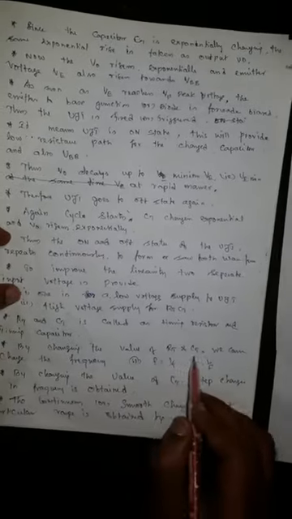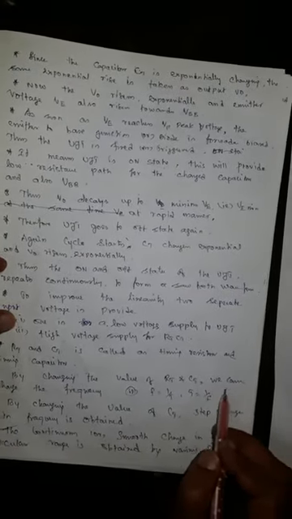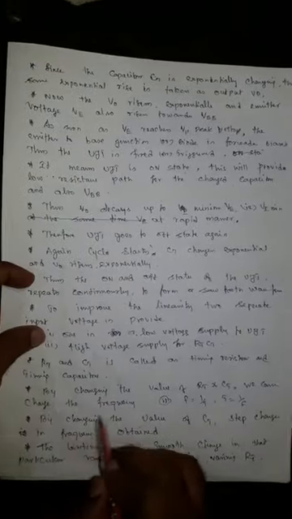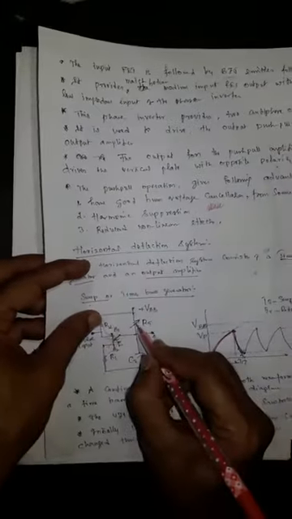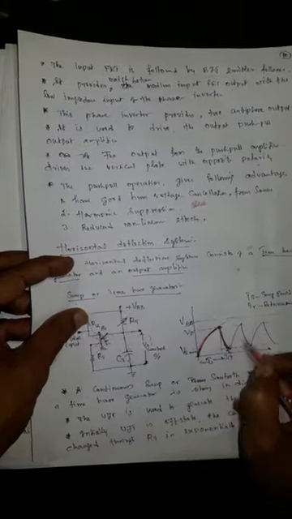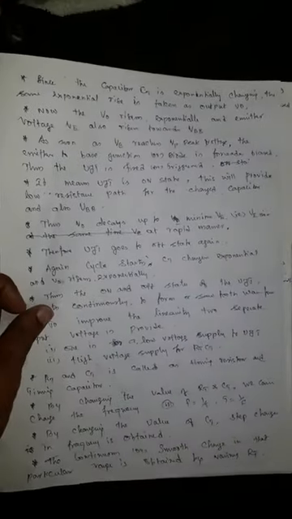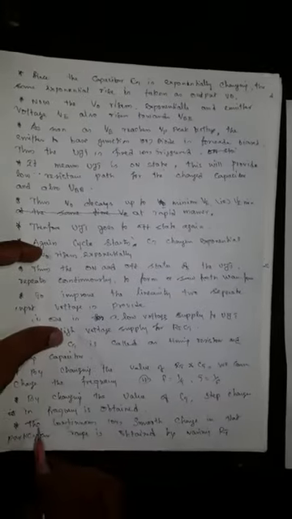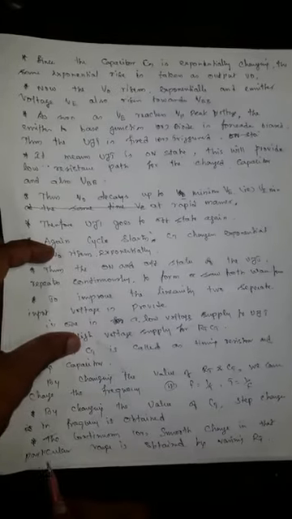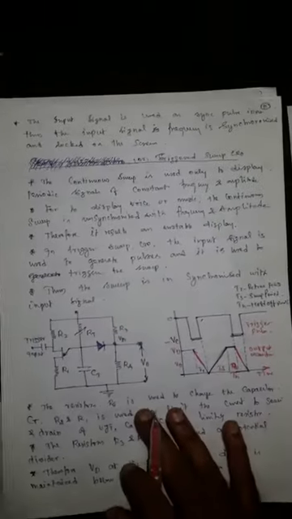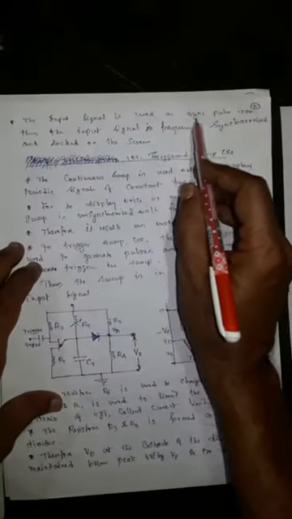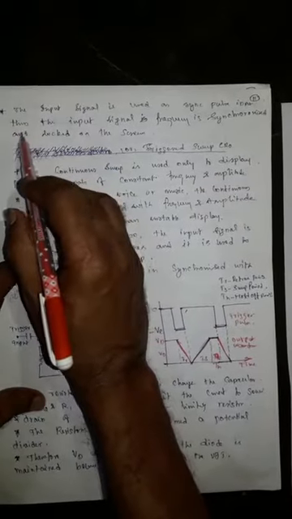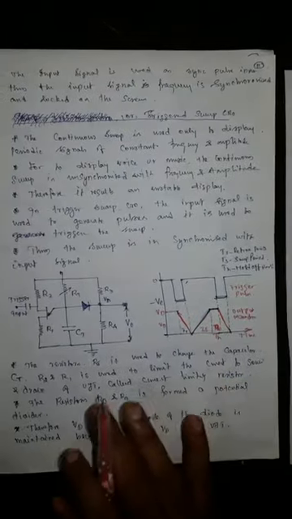By changing the values of RT and CT, we can change the frequency. By changing the value of CT, a step change in frequency is obtained. The continuous sawtooth change in a particular range is obtained by varying RT. The input signal is used as a synchronizing pulse input, so the input signal frequency is synchronized and locked on the screen.